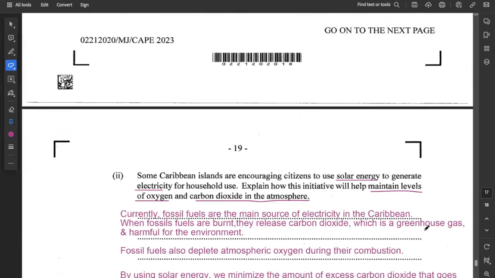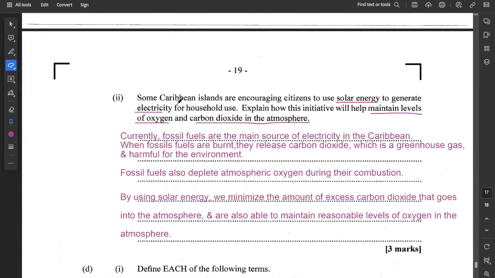So moving along now to part 2. Part 2 says some Caribbean islands are encouraging citizens to use solar energy to generate electricity for household use. Explain how this initiative will help maintain levels of oxygen and carbon dioxide in the atmosphere. Okay, so here's how we're going to approach this one for 3 marks, right? Solar energy, we're going to use that. They're encouraging us to use that to generate electricity in the Caribbean. What do we currently use? Currently, fossil fuels are the main source of electricity in the Caribbean.